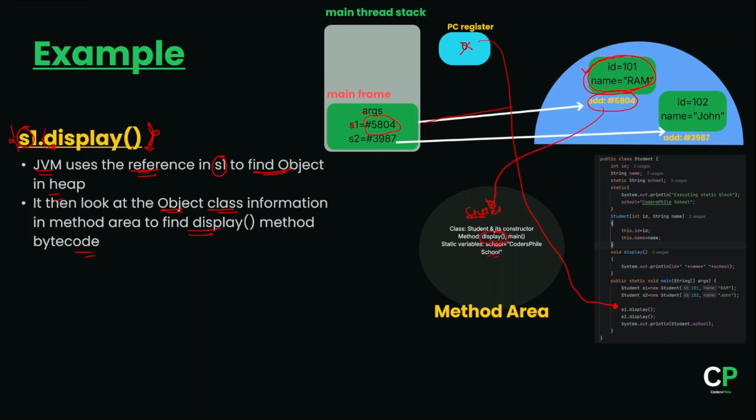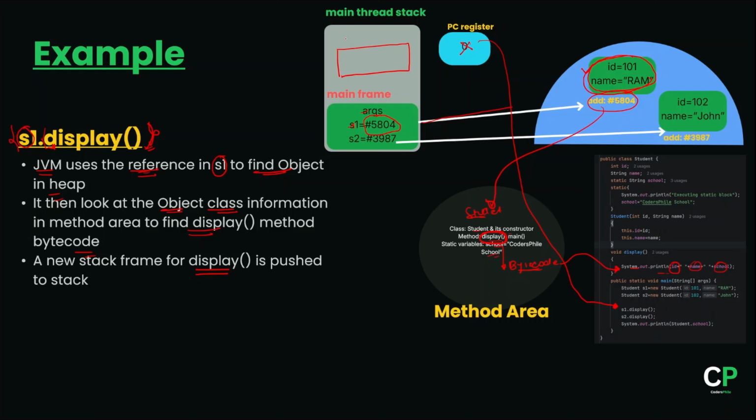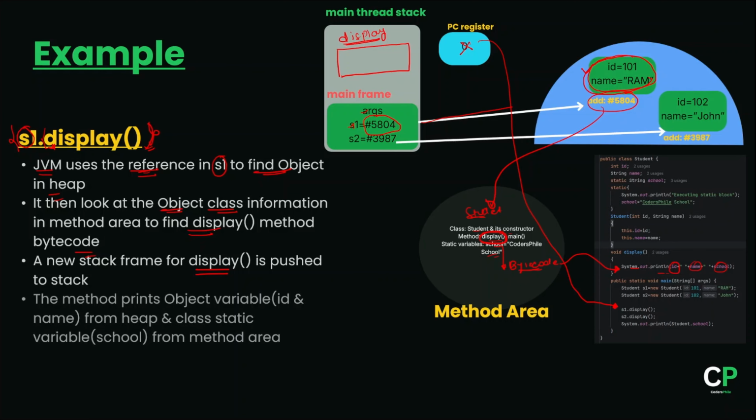So now the execution engine found the display method, and now it finds the bytecode of this display method. And what is the bytecode of this display method? This display method contains system.out.println id, name and school. Now since display is a method, a new stack frame, the display stack frame, is pushed into the stack.